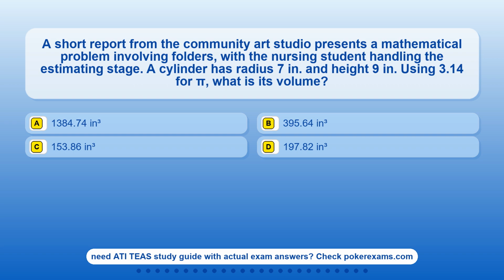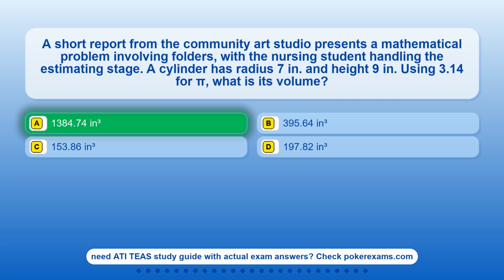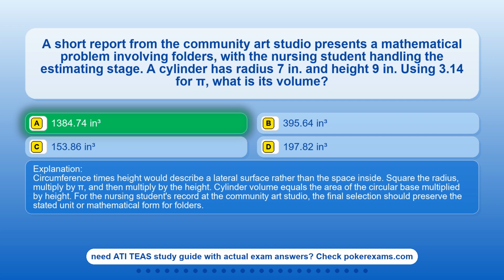Option A, 1384.74 cubic inches. Option B, 395.64 cubic inches. Option C, 153.86 cubic inches. Option D, 197.82 cubic inches. The correct answer is option A, 1384.74 cubic inches. Circumference times height would describe a lateral surface rather than the space inside. Square the radius, multiply by pi, and then multiply by the height. Cylinder volume equals the area of the circular base multiplied by height.